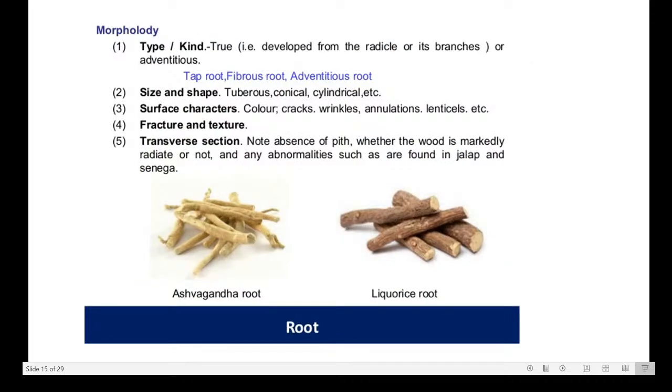How can we identify the type of the root? As I mentioned: taproot, fibrous root, adventitious root, and then size, the height, and tuberous, conical or cylindrical shape. Identify the color of the root, any cracks, wrinkles, everything. Then fractures and textures help in identifying the plant based on the root. Some transverse sections are also available for particular roots, and based on that we can identify it.